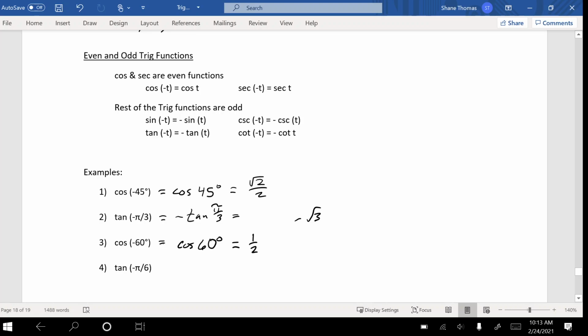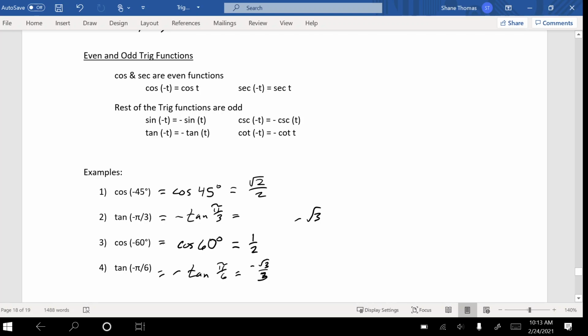All right. Then we go tangent. Tangent of negative pi over 6. Tangent, same as in number 2. It's an odd function, so you pull the negative out front. It's negative tangent of pi over 6. So what's that going to turn into for us? Negative root 3 over 3. Agree on that one? Okay.